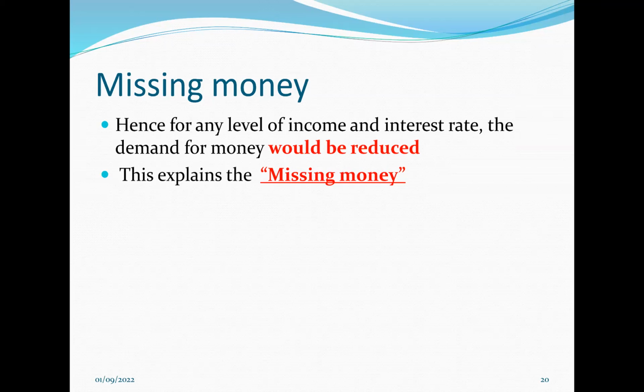You put more money in circulation, but the money started reducing. We expect people to hold more money, but it's the opposite. People are no longer holding the money. You supply more, but people are holding their money in the form of interest-bearing assets. So the money started reducing at any level of income and interest. The demand for money kept on reducing and reducing, and that's the theory of the missing money. Is that clear?